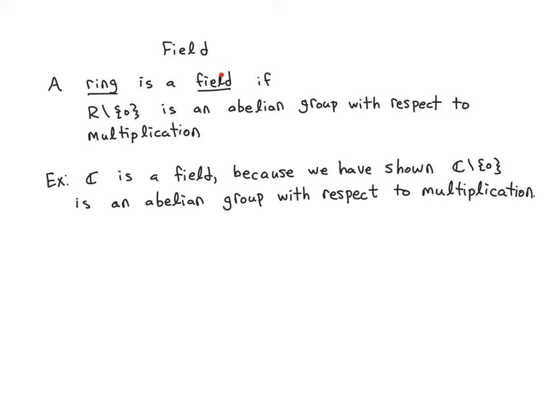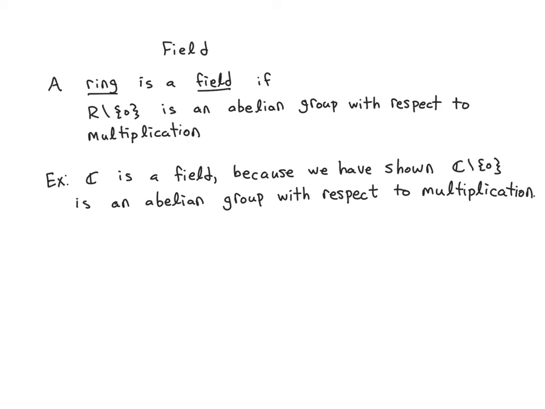So, a ring is a field if the non-zero elements form an abelian group with respect to multiplication. You already get that it's associative because you already have a ring structure. But this tells you that you also have a unit and that multiplication is commutative. So this already tells you that you have a commutative ring with unit. But more importantly, it tells you that the elements have multiplicative inverses, at least the non-zero elements do.